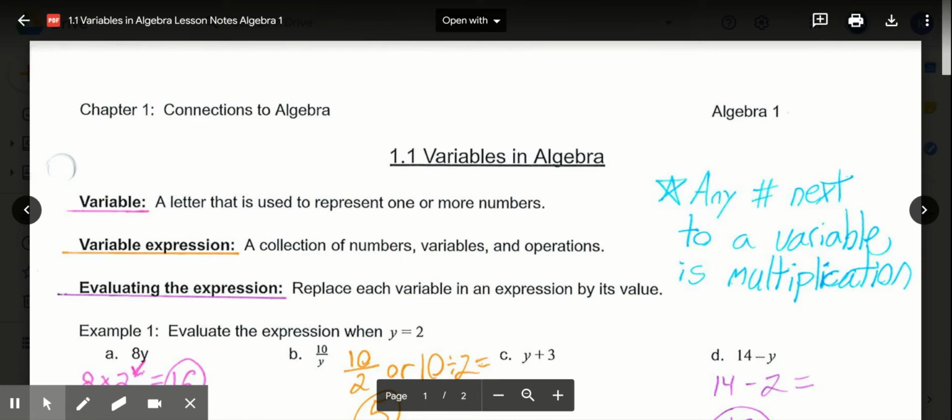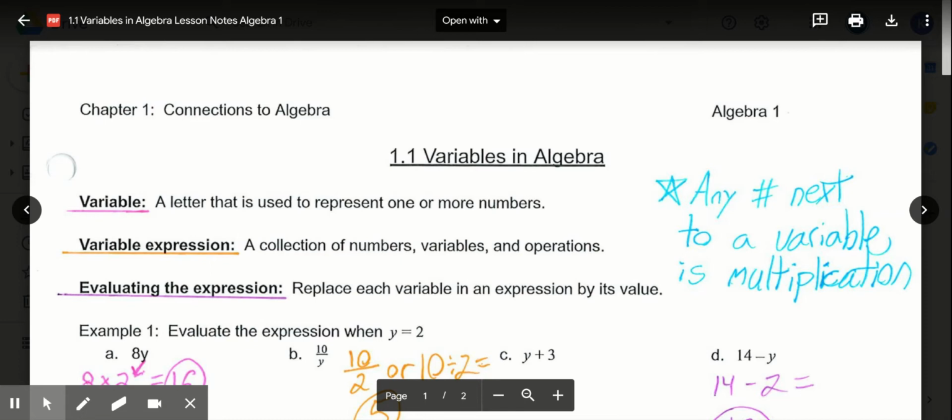So because the value can change or vary from problem to problem, that is where the idea of the name variable comes from. But in math, simply, a variable is a letter that represents one or more numbers.